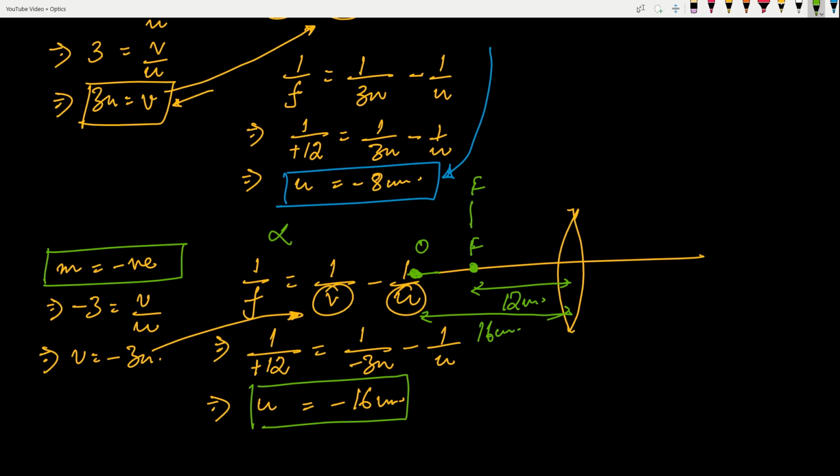Okay, so this is all about the concept of magnification you need to use whenever questions are asked based on magnification. You need to understand one thing: whenever the image formed is real, then magnification is negative, and whenever the image formed is virtual, magnification is positive. You need to remember this.